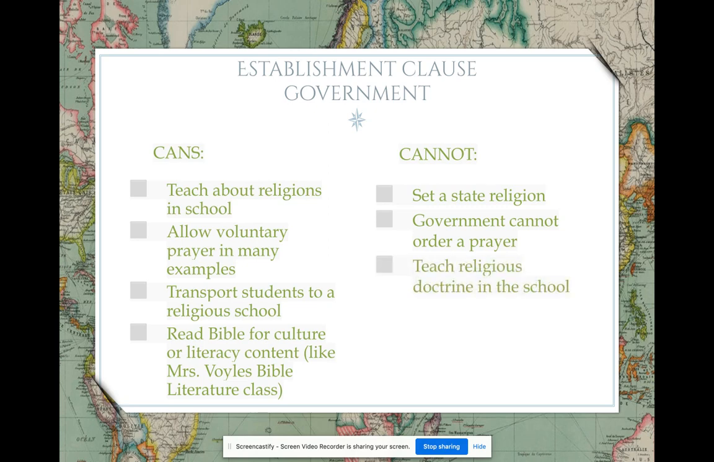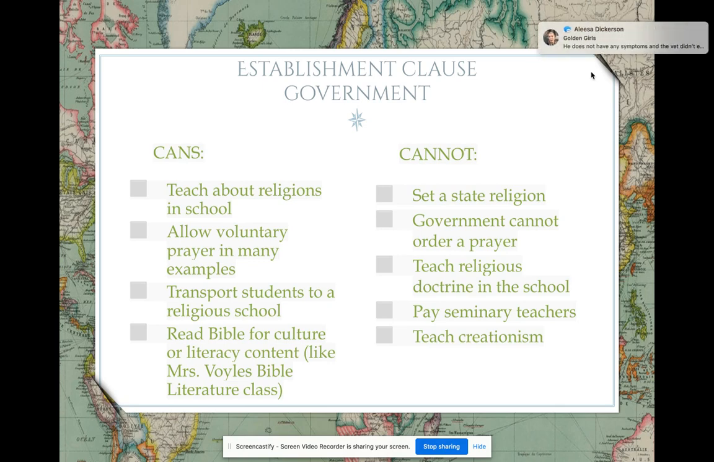We can't teach religious doctrine in a public school, meaning I can teach about it. I can't tell you that this is right and this is wrong. We can't pay seminary teachers. A seminary teacher is just someone who has studied to be an expert on religion and teaches religion not about all the different religions, but teaches religion as the right thing. And then we cannot teach creationism. I can tell you what it is, which is basically saying God created the earth in 6 days, rested on the seventh, because that's a religious belief. Not telling anybody they can't believe it.